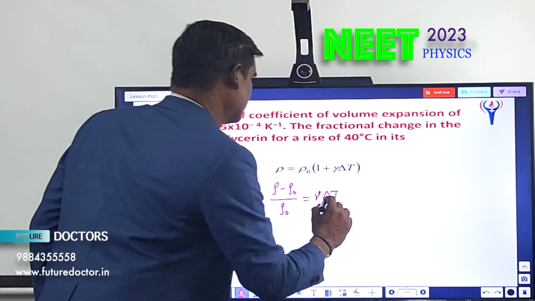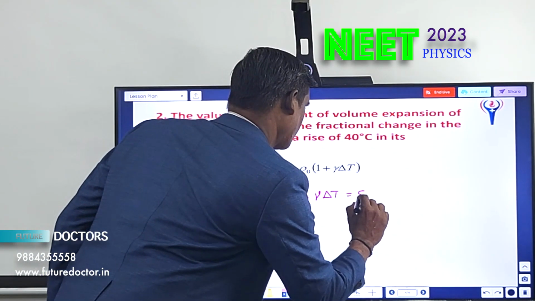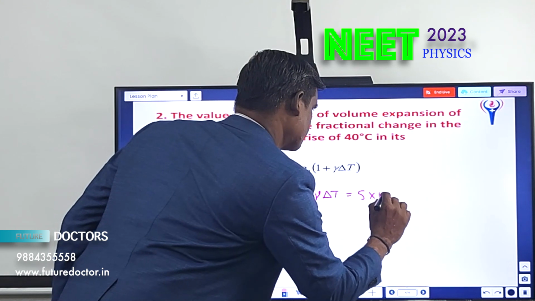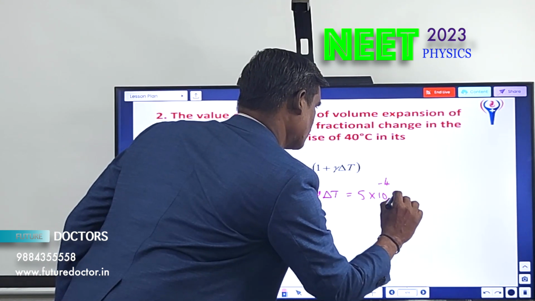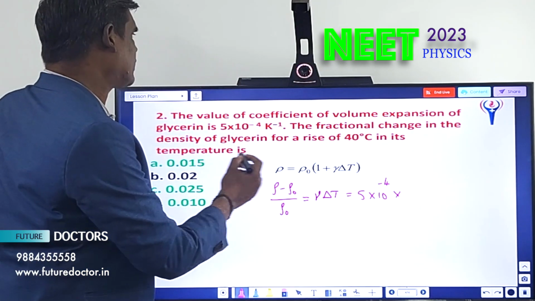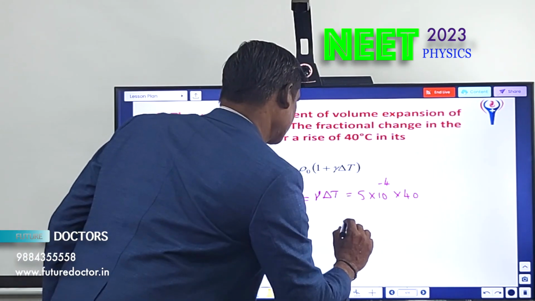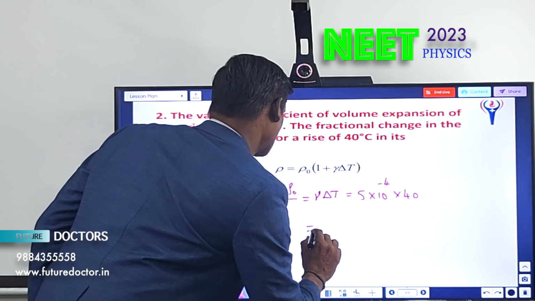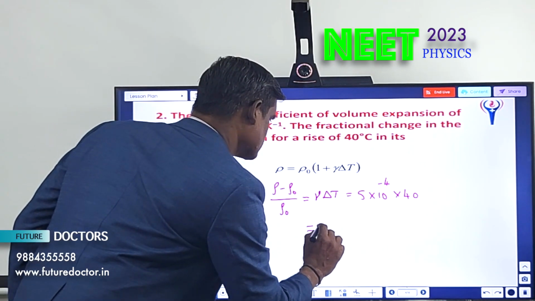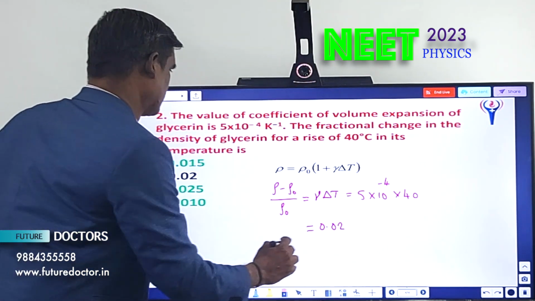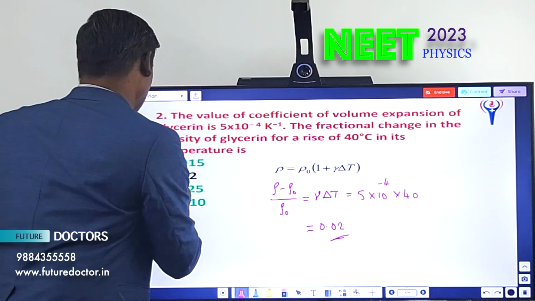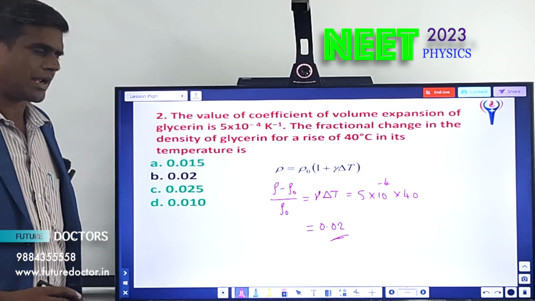And gamma is given as 5 into 10 power minus 4, into delta T, 40 degrees Celsius, into 40. Simplifying this, we get rho minus rho naught by rho naught equal to 0.02. That is option B. Option B is the correct answer.